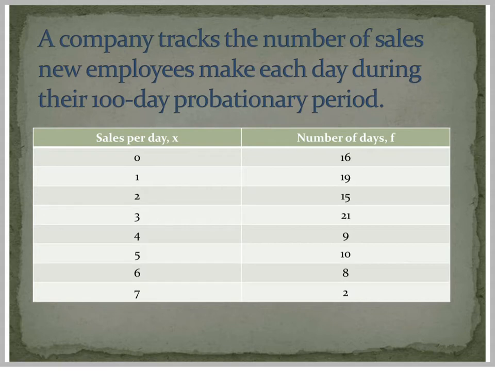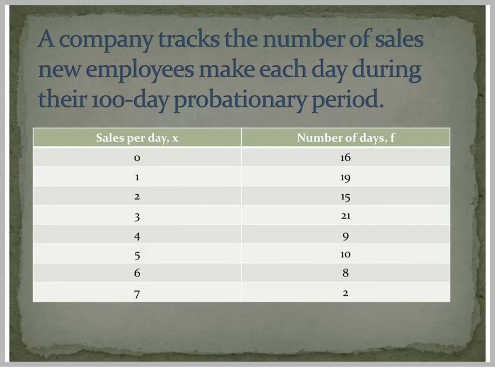A company tracks the number of sales new employees make each day during their 100-day probationary period, and the results are given in the chart that you see here. The sales per day are given as 0, 1, 2, 3, 4, 5, 6, and 7. And the number of days are 16, 19, 15, 21, 9, 10, 8, and 2.